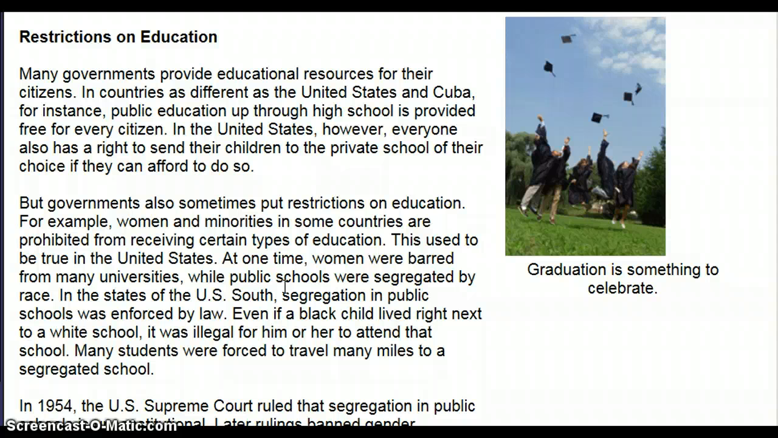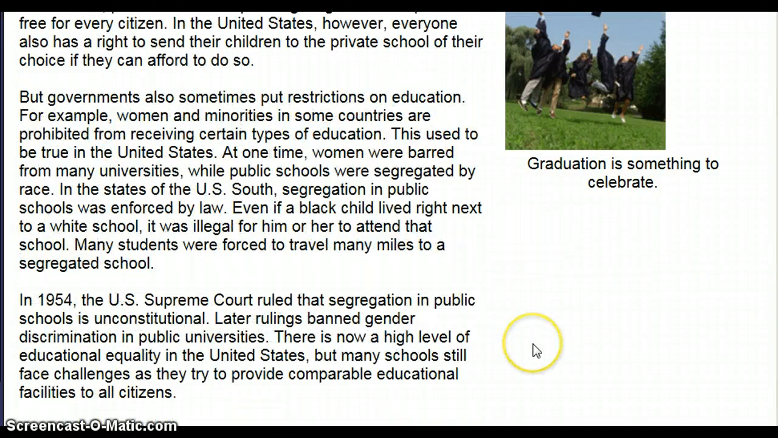For example, women and minorities in some countries are prohibited from receiving certain types of education. This used to be true in the U.S. At one time, women were barred from many universities, while public schools were segregated by race. In the states of the U.S. South, segregation in public schools was enforced by laws. Even if a black child lived right next to a white school, it was illegal for him or her to attend that school, while many students were forced to travel many miles to a segregated school.